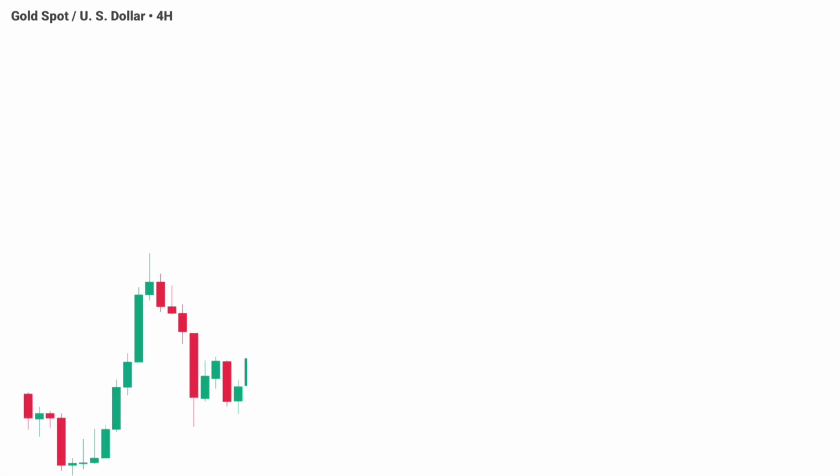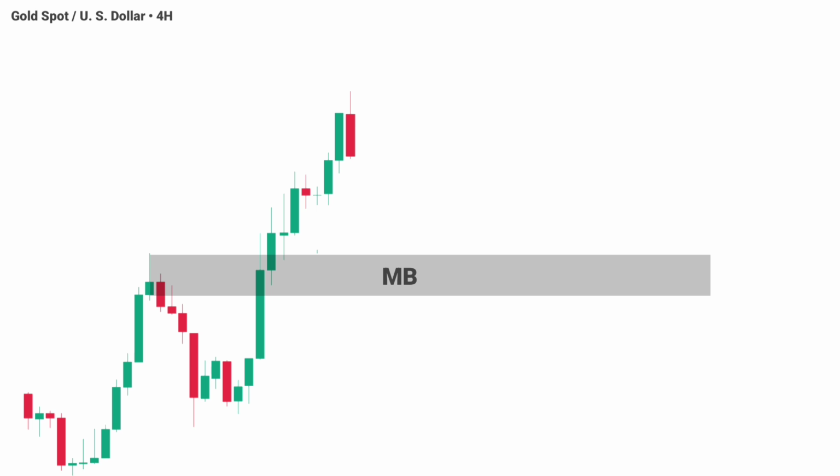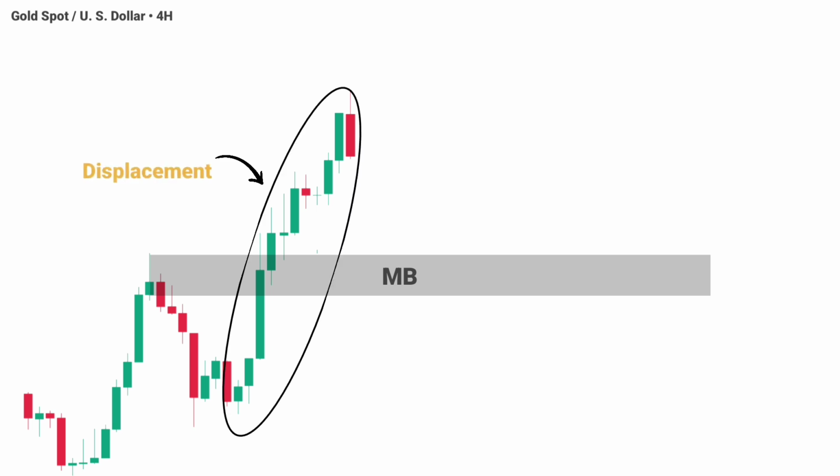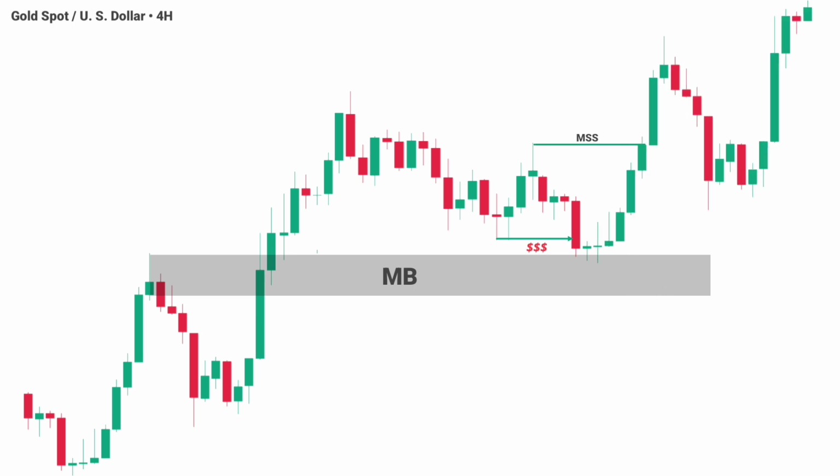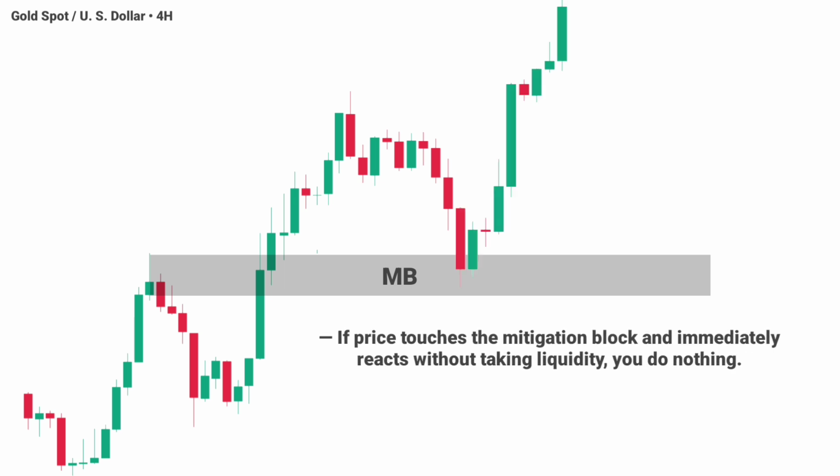Here is the filter that removes most low-quality mitigation block setups. A mitigation block is only tradable if it forms after clear displacement that aligns with higher timeframe structure. Price must retrace into the block without violating that structure. Before any entry is considered, price should sweep internal liquidity. After that sweep, price must fail to continue in the retracement direction and show a short-term structure shift. If price touches the mitigation block and immediately reacts without taking liquidity, you do nothing. If structure is unclear or broken, you do nothing.